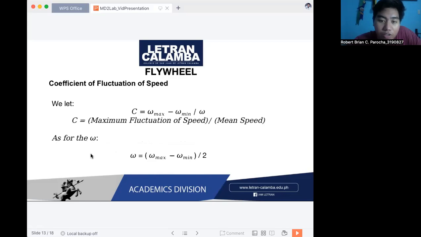Next slide is the coefficient of fluctuation of speed. The fluctuation of speed consists of the coefficient, letter C, and the maximum and minimum of fluctuation, all over the mean speed of fluctuation. From the formula of the coefficient, it is all over the mean speed. From there, we can also determine the fluctuation that is equal to the maximum fluctuation minus the minimum fluctuation all over 2.